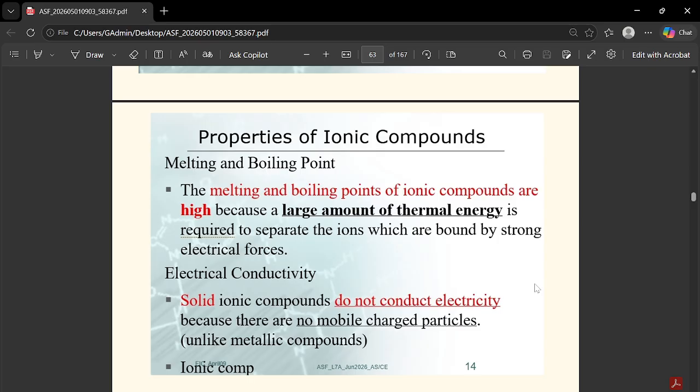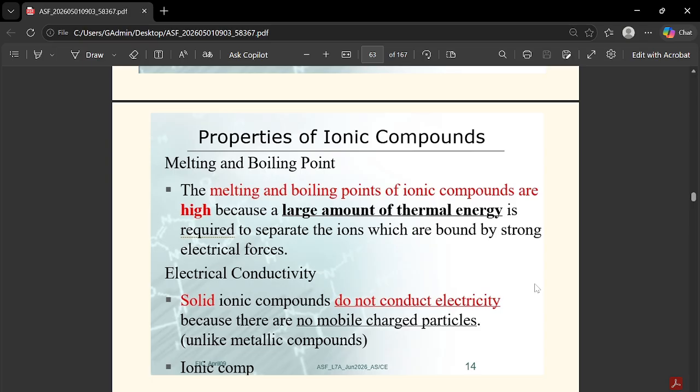And in order to break that electrostatic force, or I mean, I'm not sure, but it should be the electrostatic force or the intermolecular force, either one of those. If both of them are very strong, it requires more energy, therefore having a higher melting and boiling point, requiring a large amount of thermal energy.